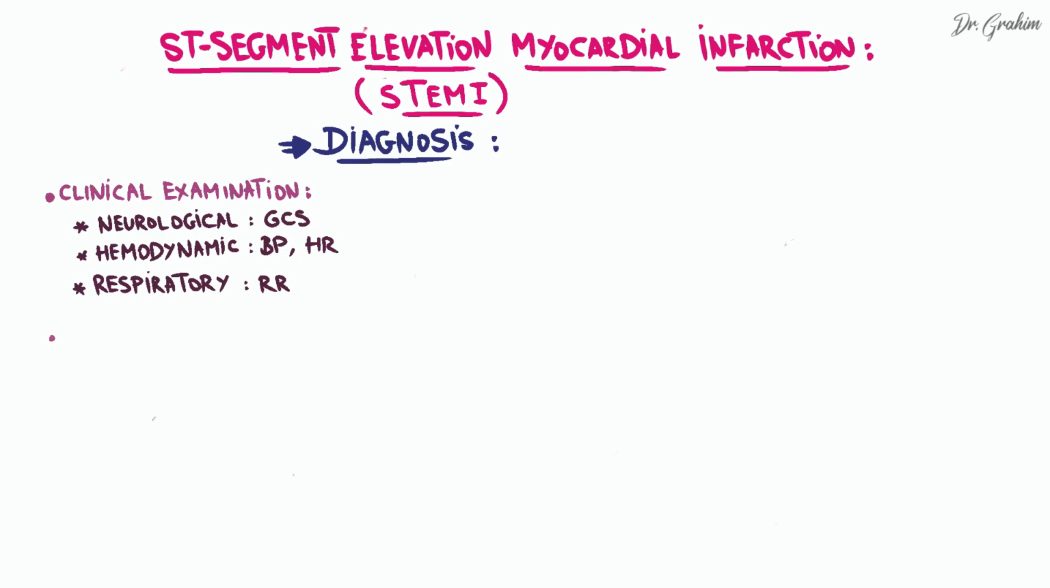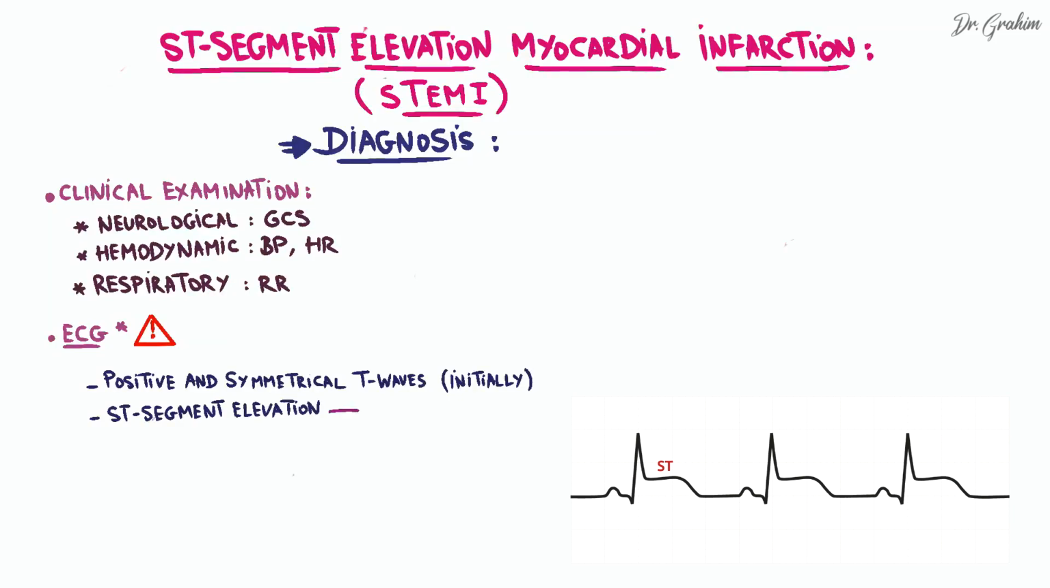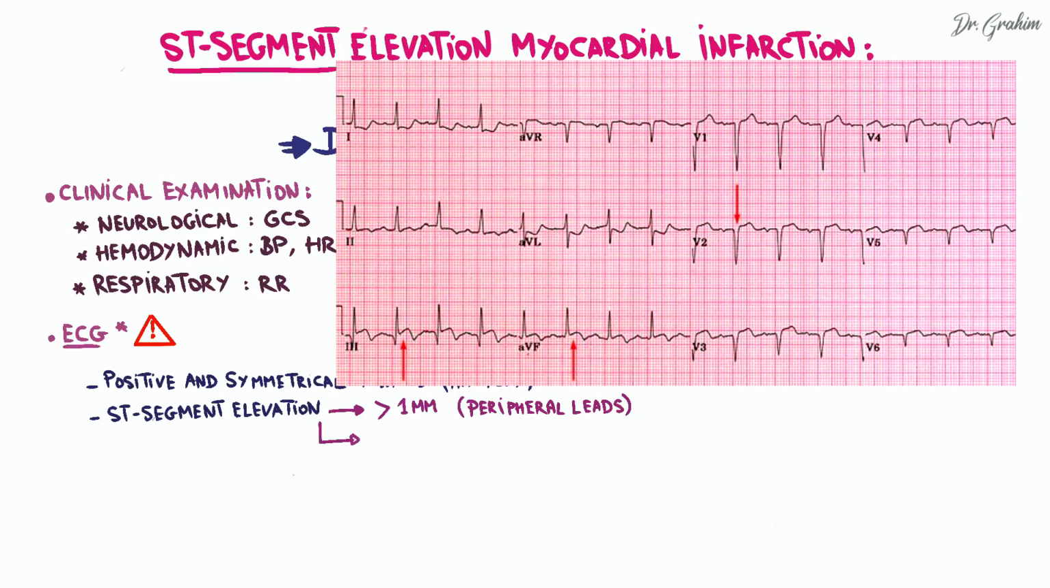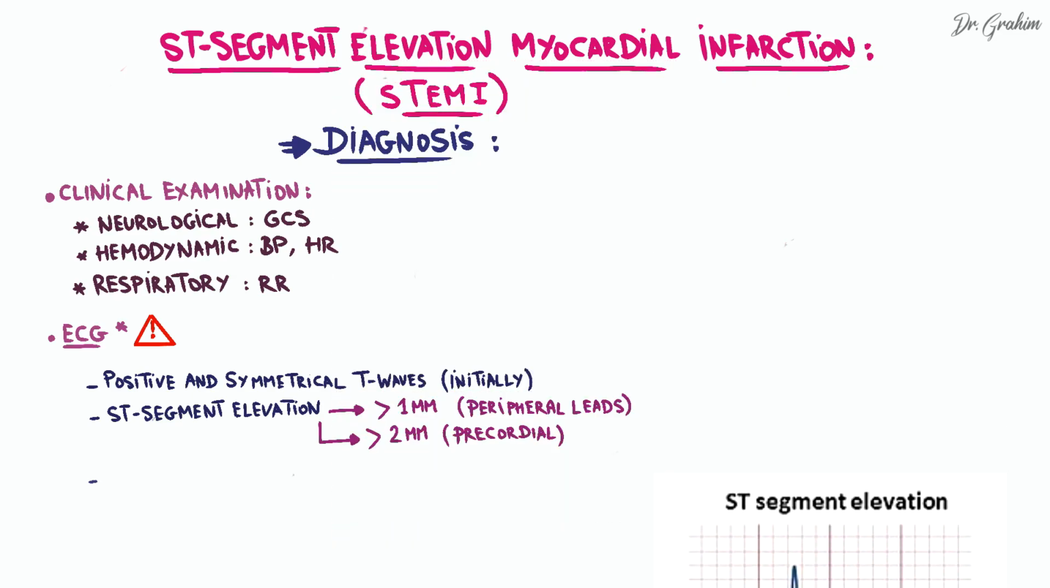Further tests that should be carried out include a 12-lead ECG, which can reveal positive and symmetrical T waves initially, and the ST segment elevation above the baseline, greater than 1 mm in the peripheral leads, leads 1, 2, 3, aVF, aVR, aVL, and greater than 2 mm in the precordial leads, V1 to V6. We will discuss the ECG and how to interpret it in another video.